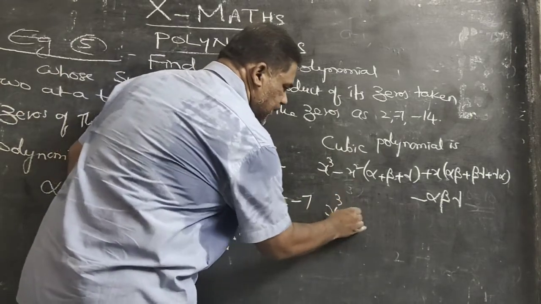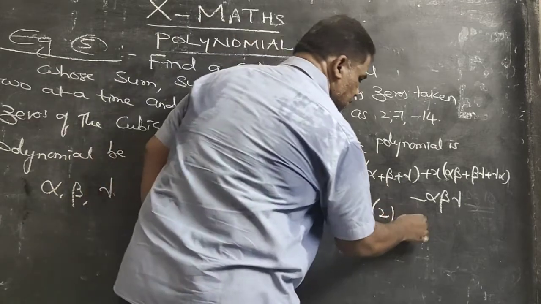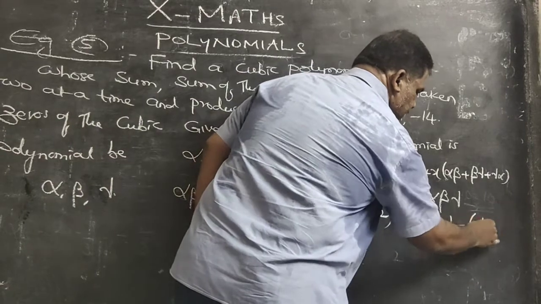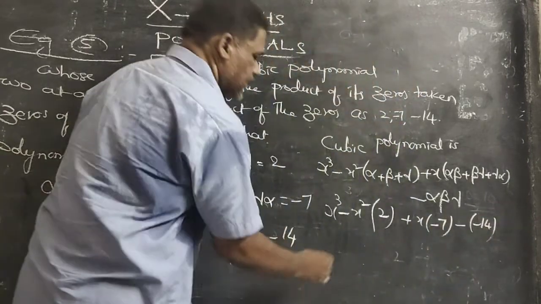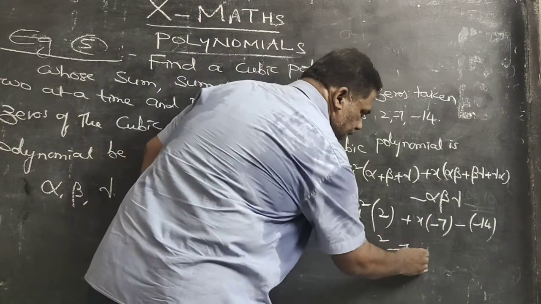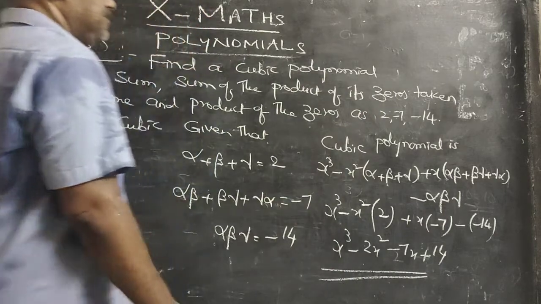So x cube minus x square into this value, which is given as 2, plus x into this value, which is given as minus 7, and this value is given as minus 14. So it is x cube minus 2x square minus 7x plus 14. This is the required cubic polynomial.